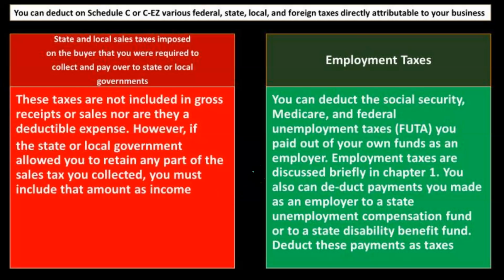Then we have the employment taxes. You can deduct the Social Security, Medicare, and federal unemployment taxes, or FUTA, F-U-T-A, you paid out of your own funds as the employer. You can also deduct payments you made as the employer to a state unemployment compensation fund or a state disability benefit fund. So we talked about these when we talked about the wages more, and the deductibility of wages and payroll taxes.